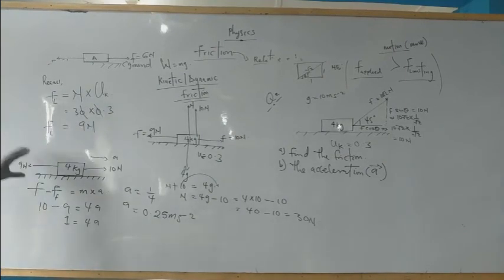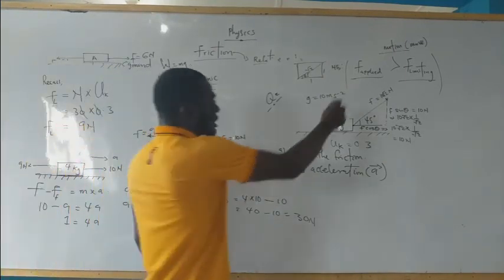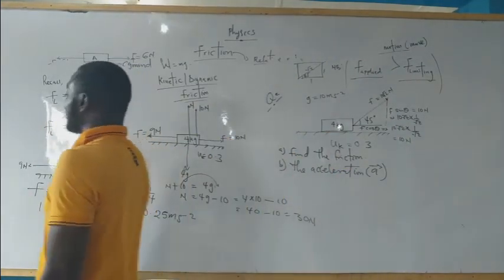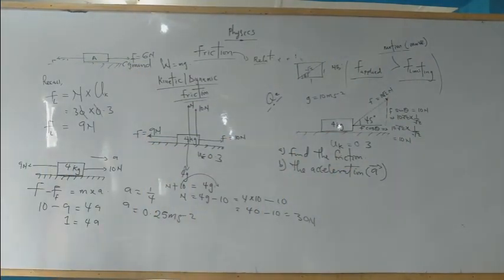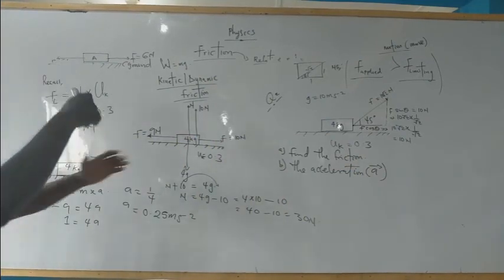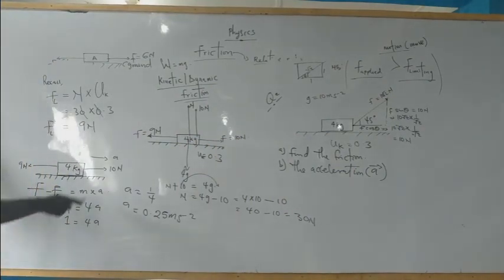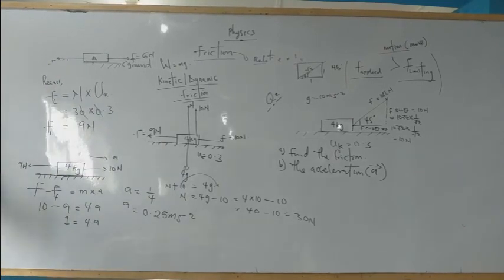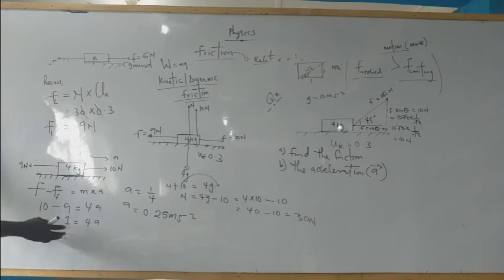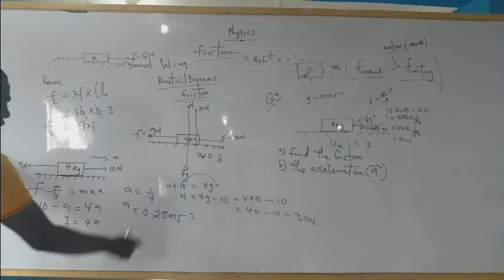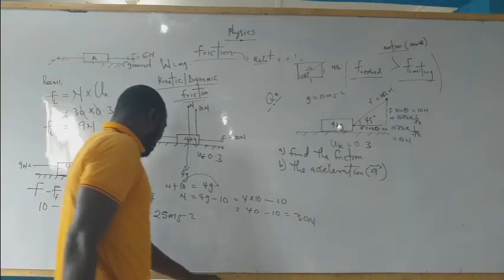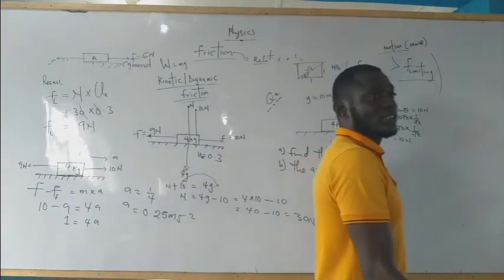So that will be the limiting frictional force. Because 10 is greater than that, the body will move. There will be motion. From there, we can find the acceleration. 10 minus 9, that's 1, equals mass times A, that is 4A. Divide 1 by 4 equals 0.25 meter per second squared.